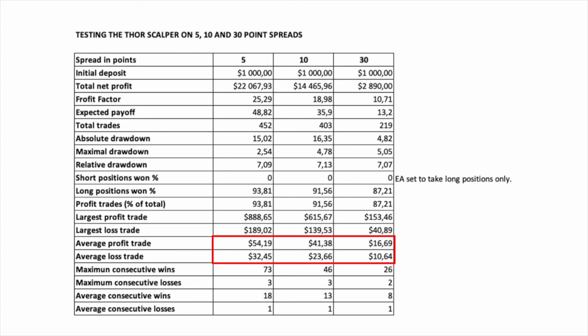The average profit per trade decreased from $54.19 with a 5-point spread to $16.69 with a 30-point spread. Similarly, the average loss per trade decreased from $32.45 to $10.64. The risk-reward ratio with a 5-point spread was 1 to 1.67 and was almost the same at 1 to 1.57 with a 30-point spread.